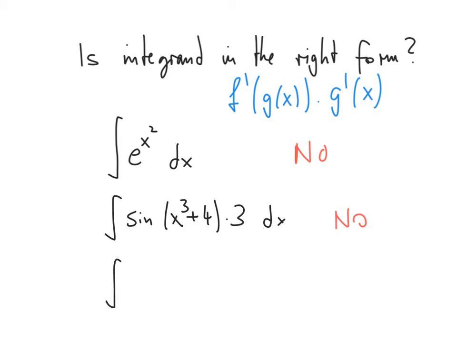Next example, sine of x to the third plus 4 times x to the third dx. Is integration by substitution possible? Well, let's take a look. We have the same function here and here, so again it suggests that sine is the outer function. That would make x to the third plus 4 the inner function. We have a product with an actual non-constant function here, x to the third, but it turns out it's not the right exponent, and so that's not the derivative of this one again. So there's nothing we can do here. So again, the answer would be no.